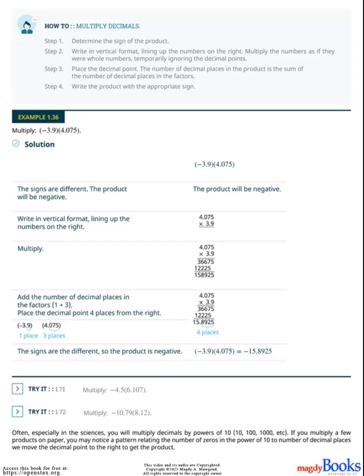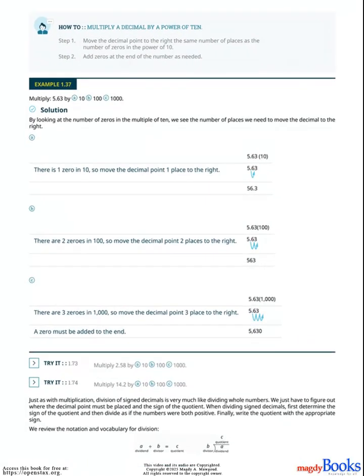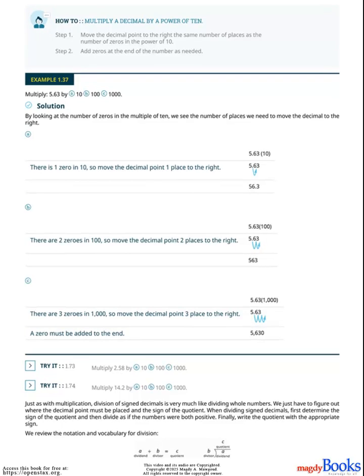Often, especially in the sciences, you will multiply decimals by powers of 10: 10, 100, 1000, etc. If you multiply a few products on paper, you may notice a pattern relating the number of zeros in the power of 10 to the number of decimal places. We move the decimal point to the right to get the product. How to multiply a decimal by a power of 10. Step 1. Move the decimal point to the right the same number of places as the number of zeros in the power of 10. Step 2. Add zeros at the end of the number as needed.